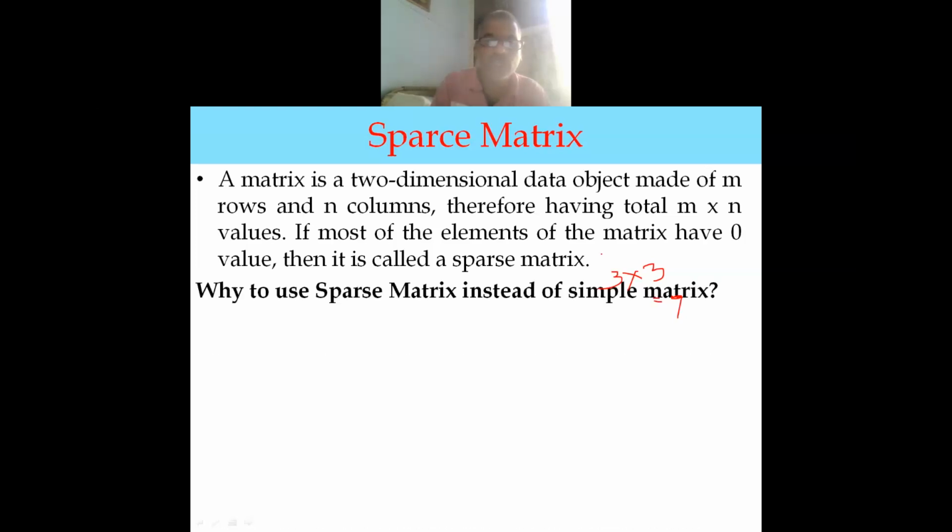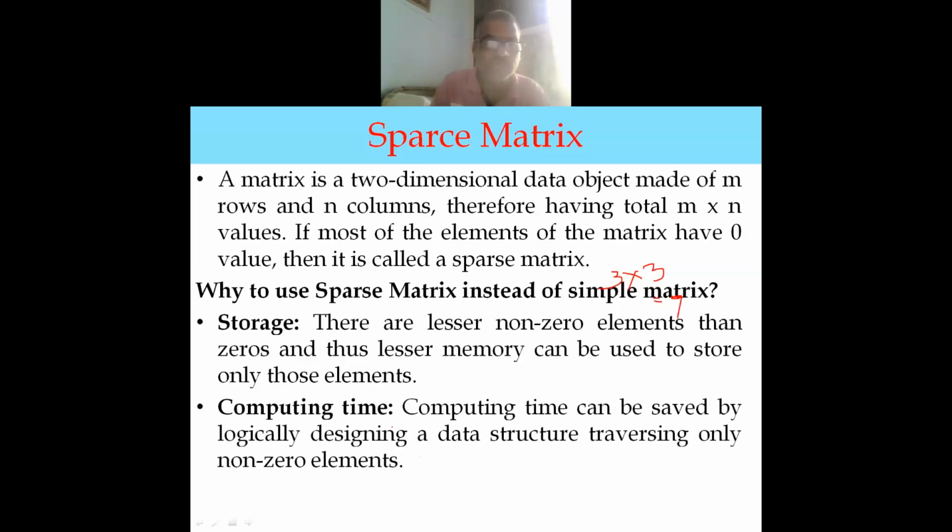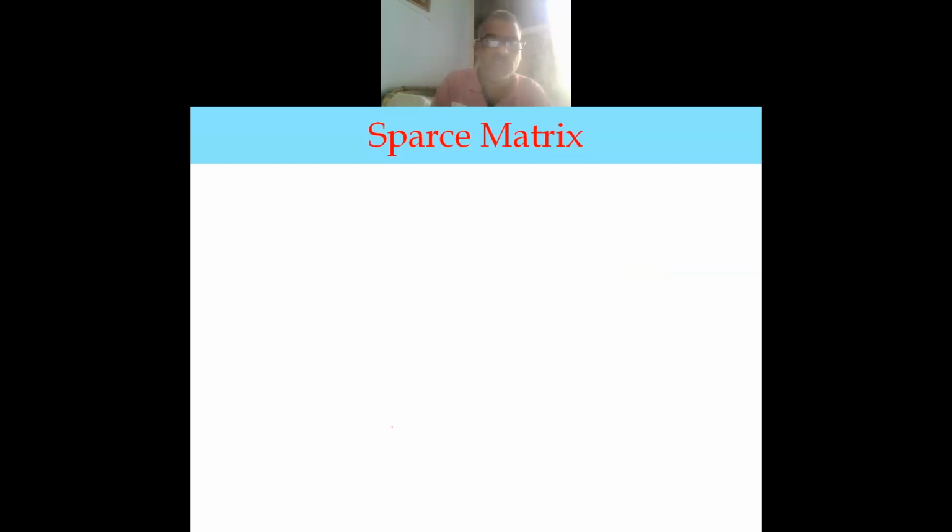So why do we use a sparse matrix representation instead of a simple matrix? That is for storage. There are fewer non-zero elements than zeros, so less memory can be used to store only the non-zero elements. And computing time can be saved by designing a data structure that traverses only non-zero elements. These are the two reasons why we use a sparse matrix representation separately.